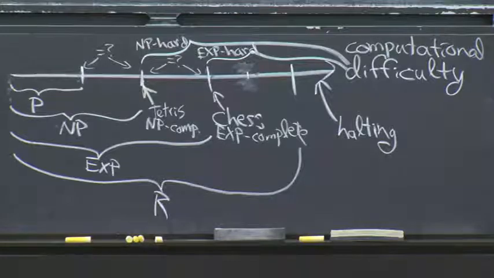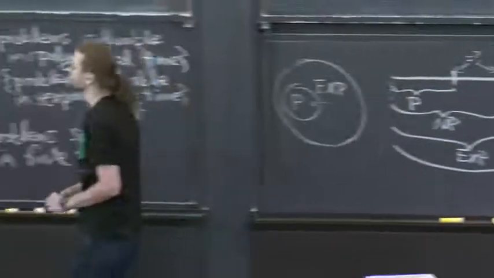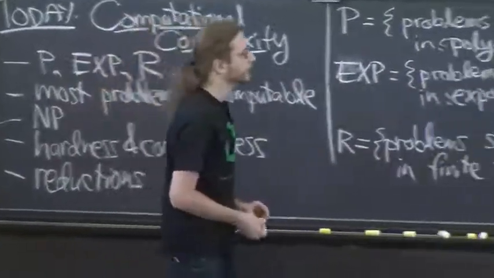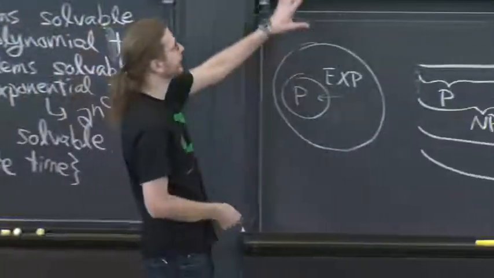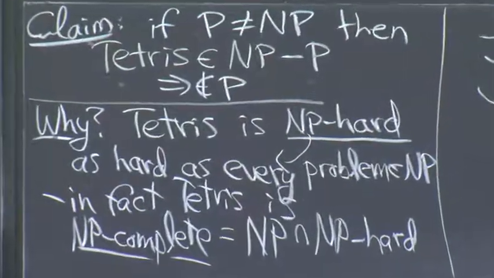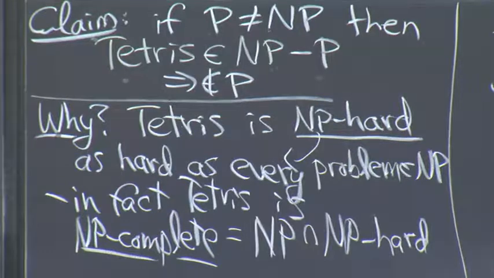OK, the last thing I want to talk about is reductions. So how do you prove something like this? What does as hard as even mean? I haven't defined that. But it's not hard to define. In fact, it's a concept we've seen already.